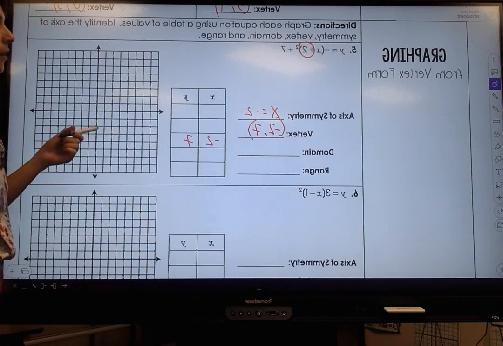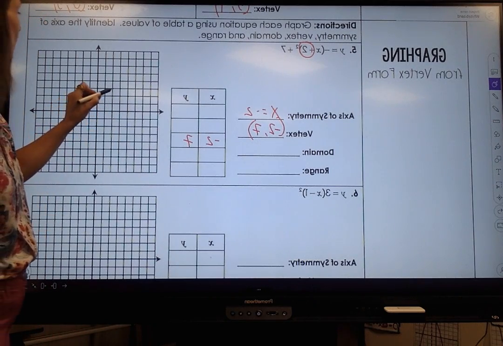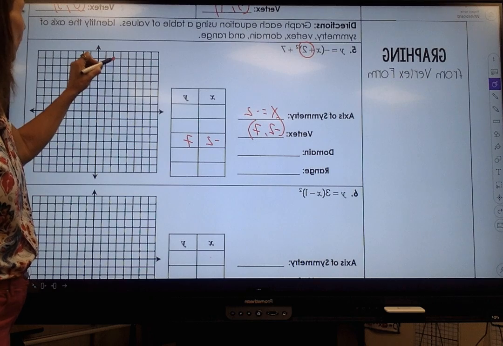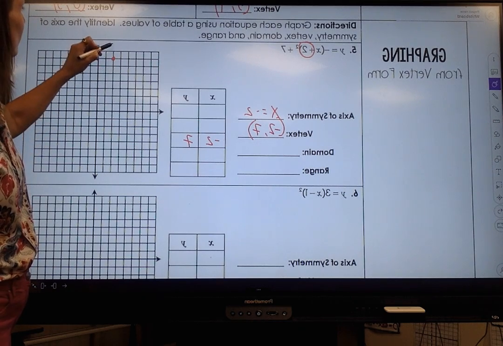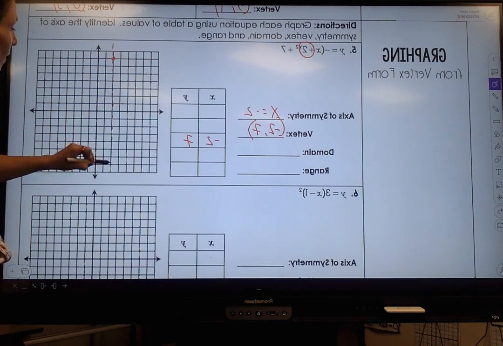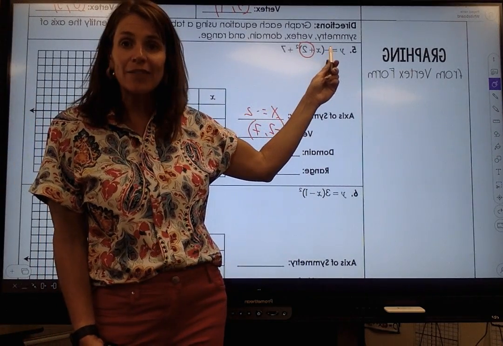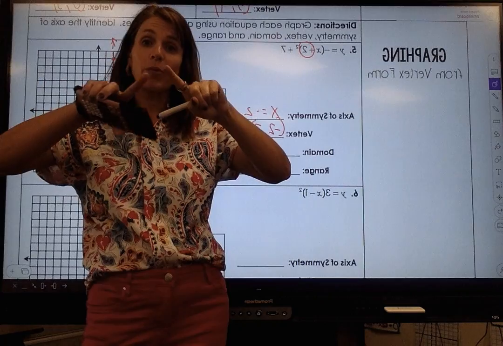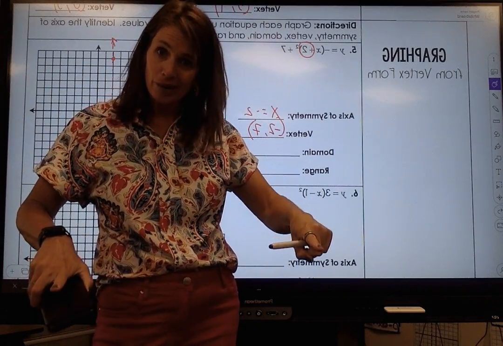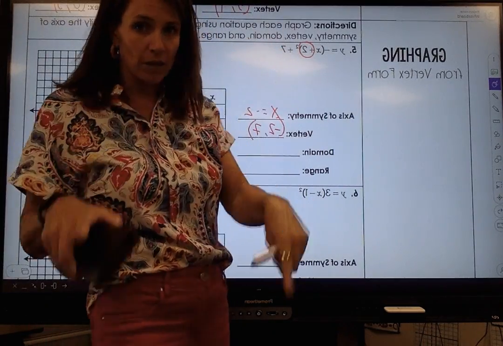So I'm going to go over here. I'm going to locate (negative 2, 7). And then my axis of symmetry is negative 2. Now, look at this equation. That leading value is negative, so that means my parabola is going to go down like a frown. Okay, that's what that negative means. It's going to go down.